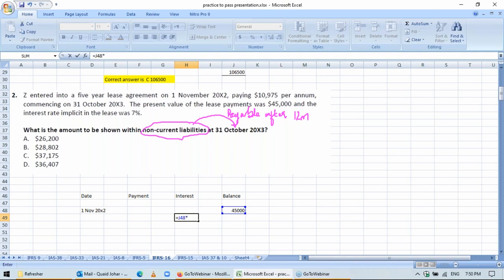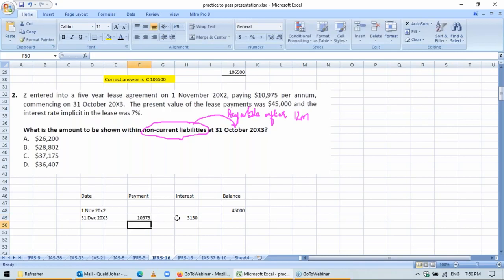The payment will occur after 1 year's time. So this much of the amount, 45,000 balance, was outstanding. So we will be calculating 7% on this amount. This makes 3150. Now 31st December arrives, 20x3. On this date you make a payment of 10975.